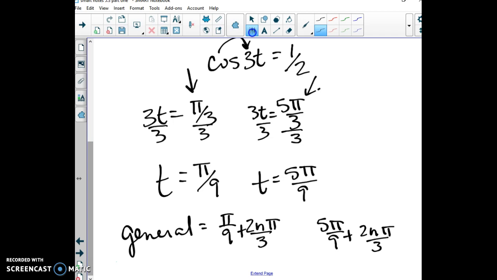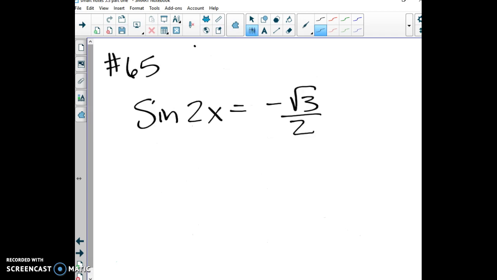Try problem number 65. And we're back. Problem 65 says we're going to find the sine of twice some angle, and it is negative square root of 3 over 2. I want you to first assess this. If you grab your unit circle, the sine of what angle is negative square root of 3 over 2? The sine being y, I see 4 pi over 3 and 5 pi over 3.